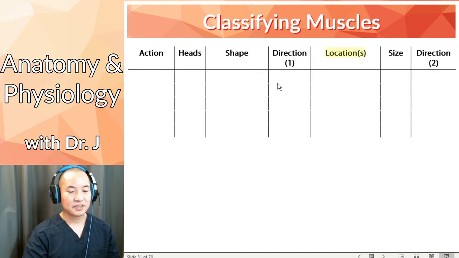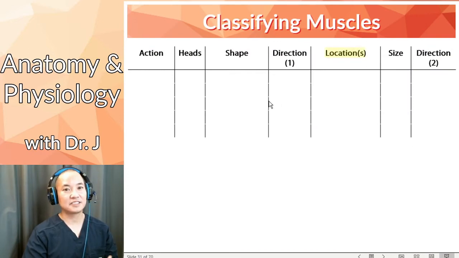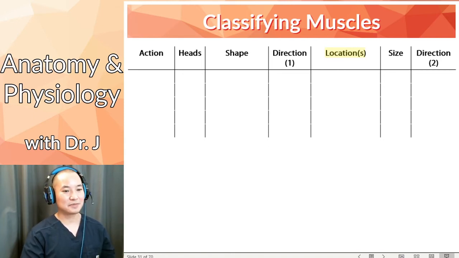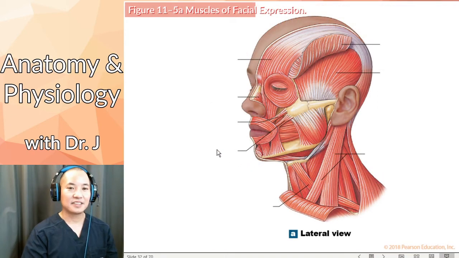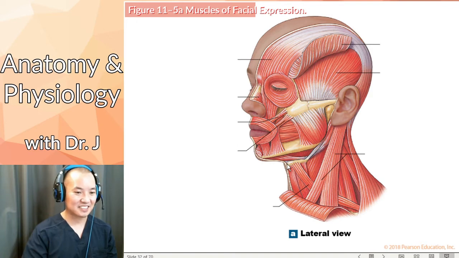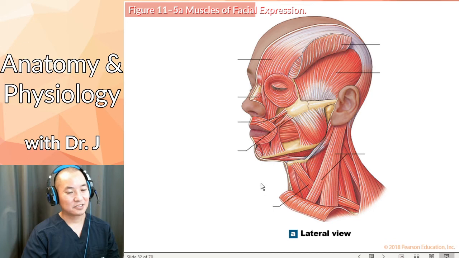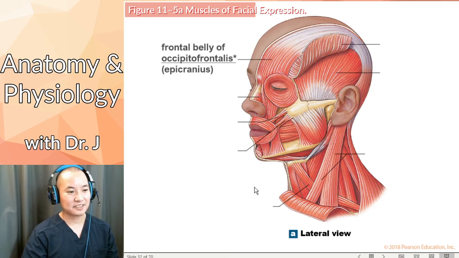Now let's talk about locations. The locations are a big giveaway, and this is why you have to know all that anatomy, especially your bones, including your anatomical landmarks. Now let's look at these muscles right here, and let me see if you notice a pattern going on in this list.